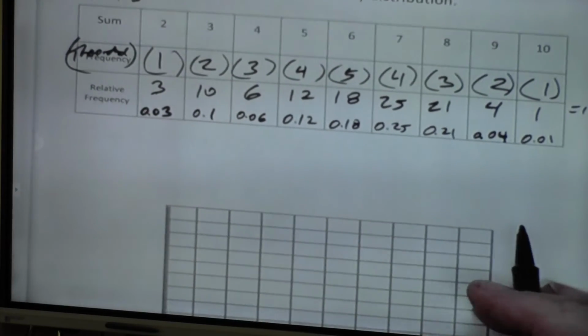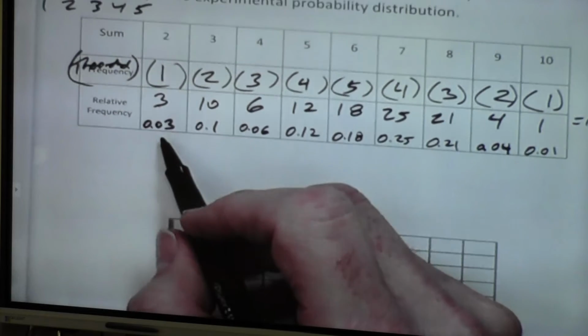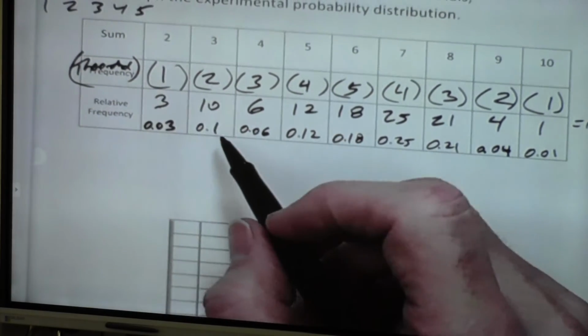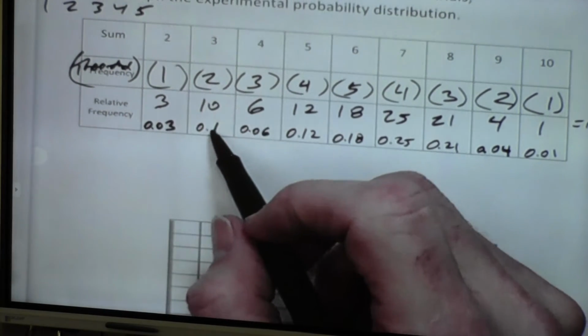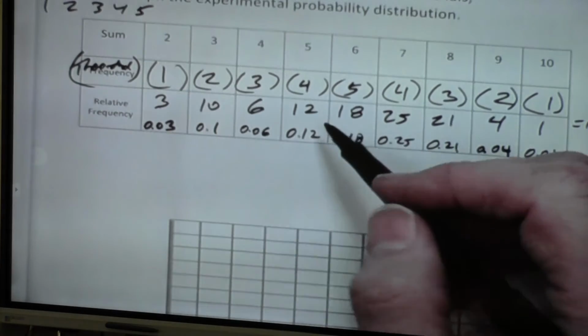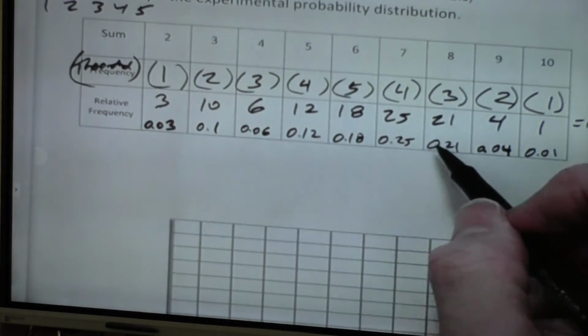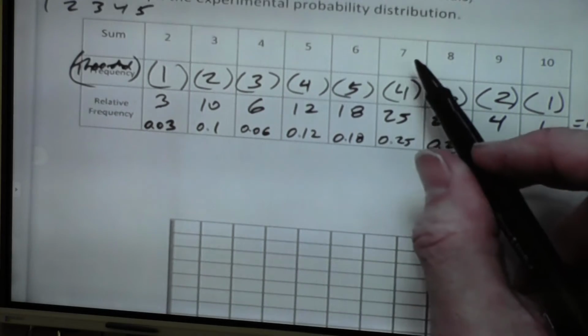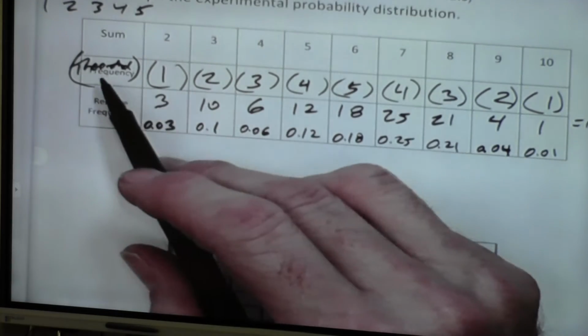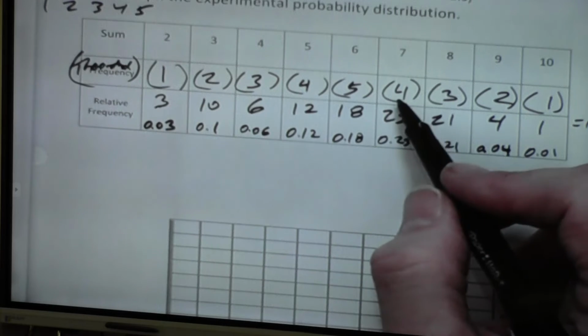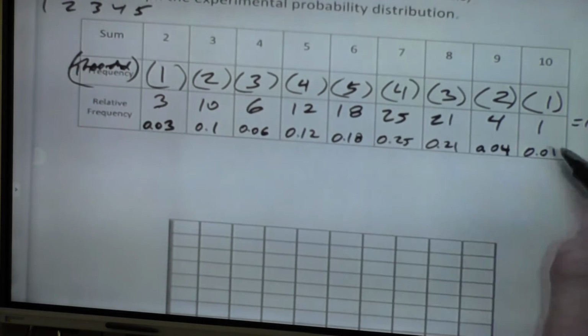So what this is showing is that 3% of the time we got a 2. 10% of the time, we got a 3. 6% of the time was a 4. 12% of the time was a 5. 25% of the time it was a 7. But theoretically, it should have been a lot less than that. Well, that's because I made the numbers up.